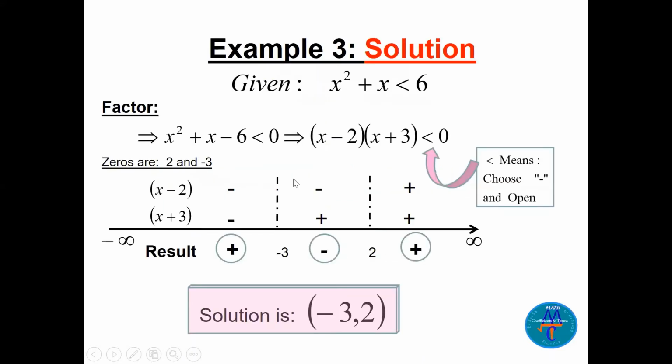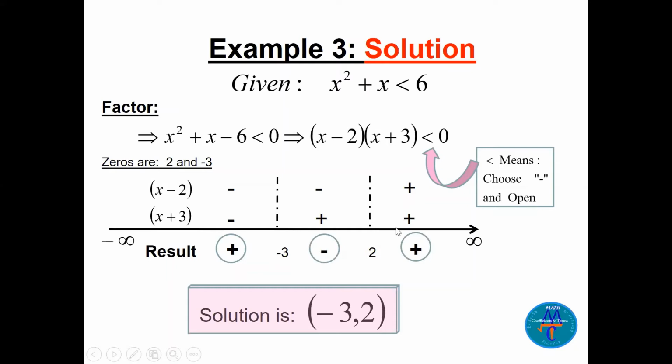Let me show you. So I take 6 on that side, then I factor it, usually easily. And then I find the zeros, the numbers that will make each factor 0. I use them now. These are not the solution. So this is 2, this is minus 3. Put 2 and minus 3 on the number line.